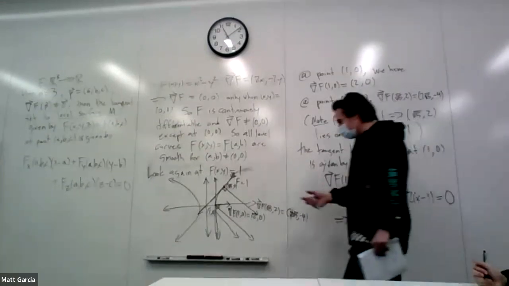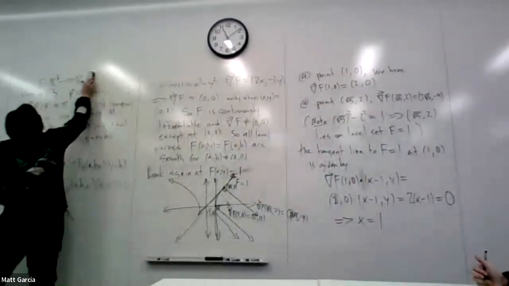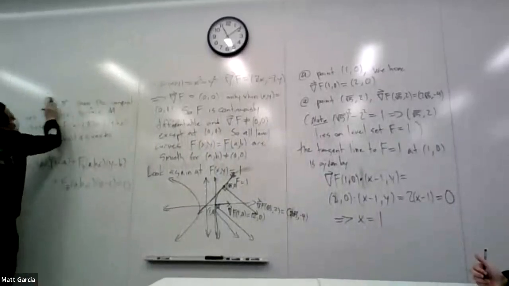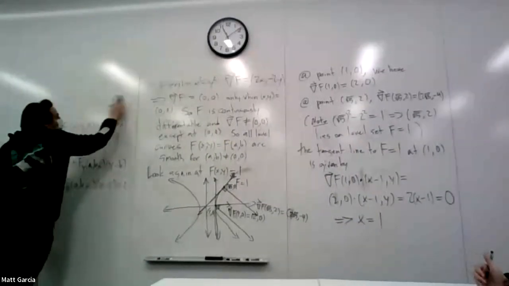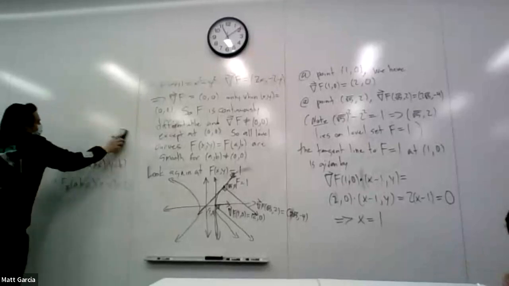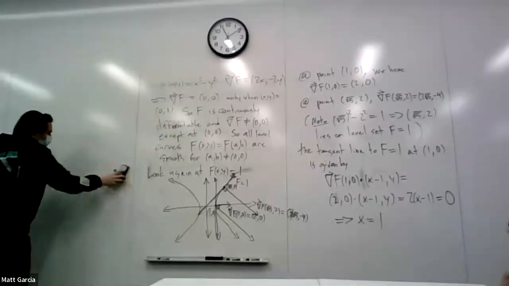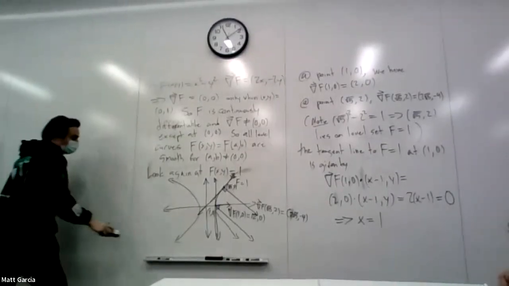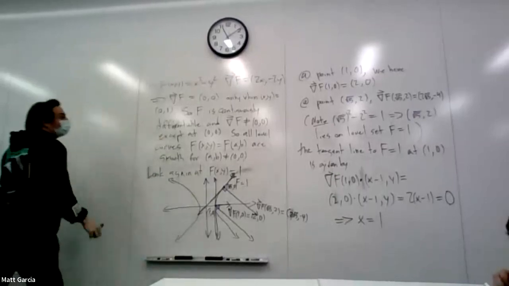Okay. For completeness' sake, let's write the equation of the tangent line to the level set f is equal to 1 at the point root 5 comma 2.